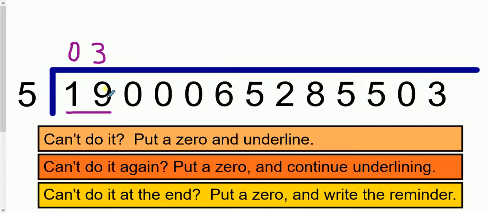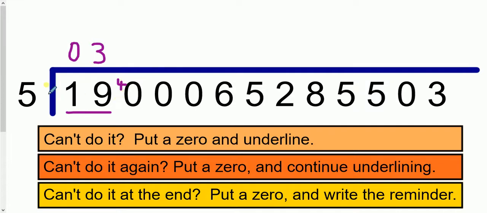But we divided 19, we didn't divide 15. So that means there's some left over. What's left over from 19? So 3 times 5 was 15. So from 15 to 19 there is 4 left over. That 4 goes next to the next digit.